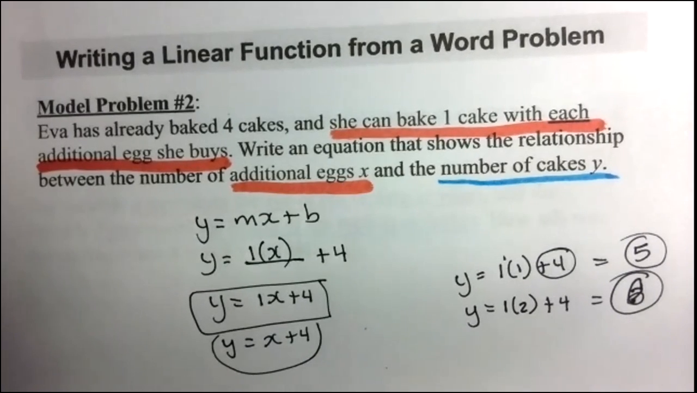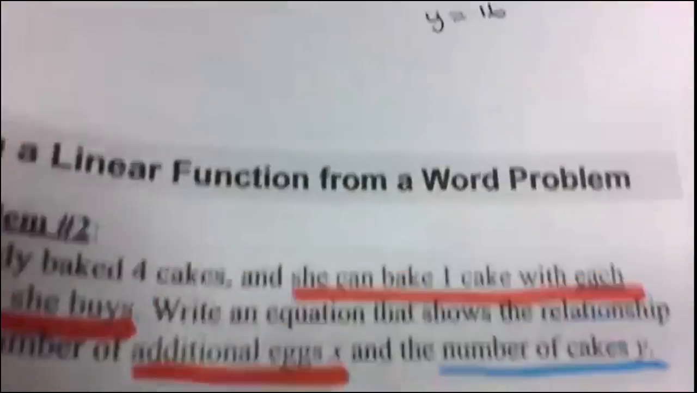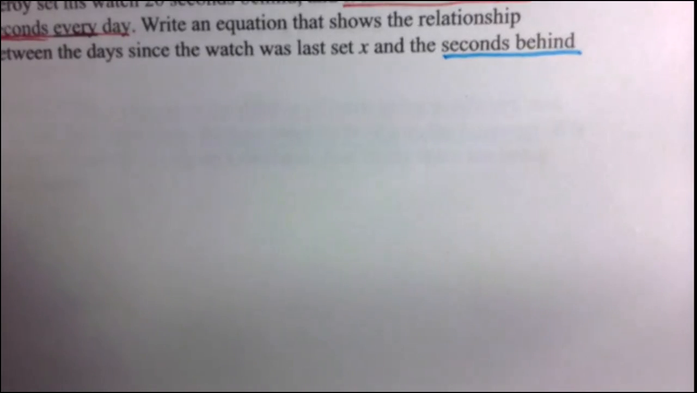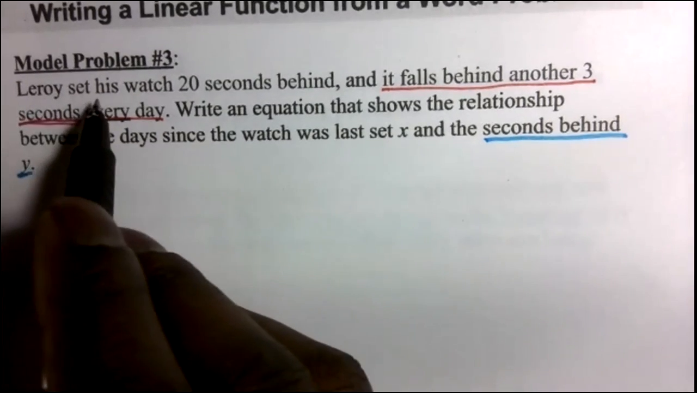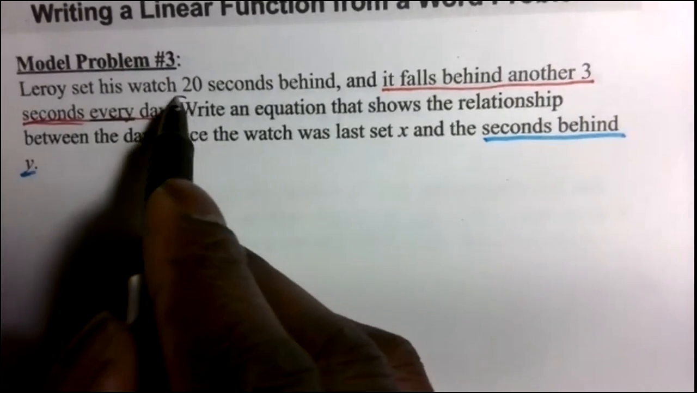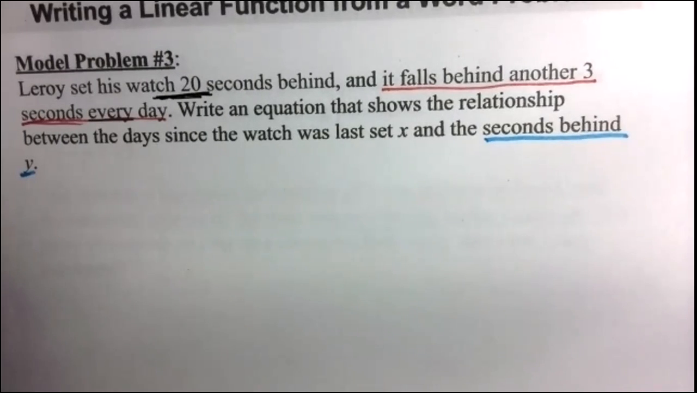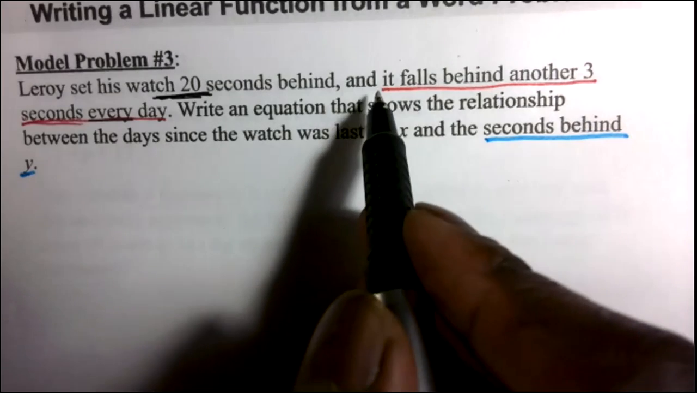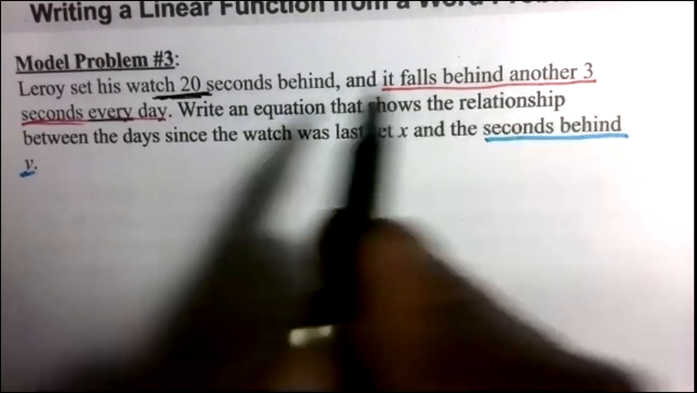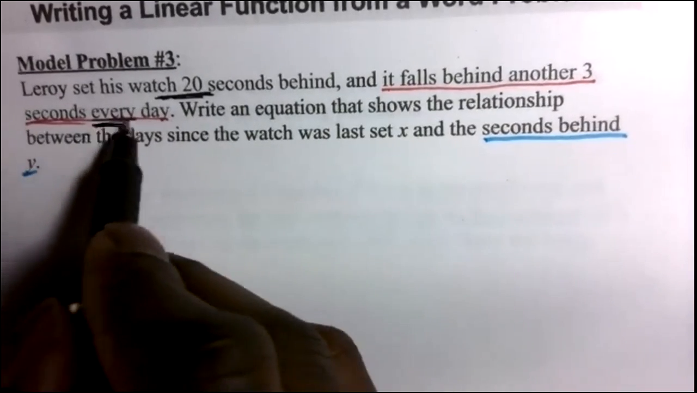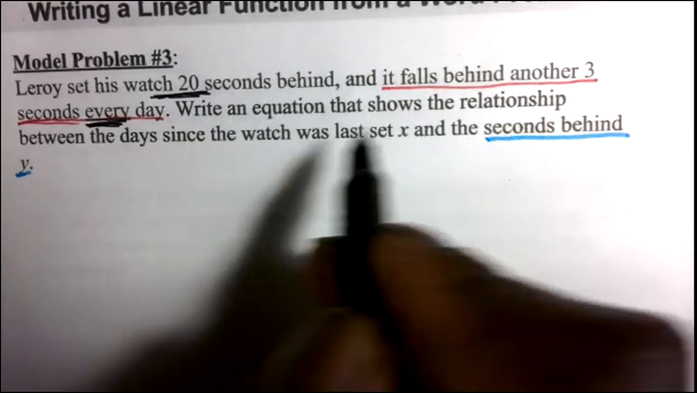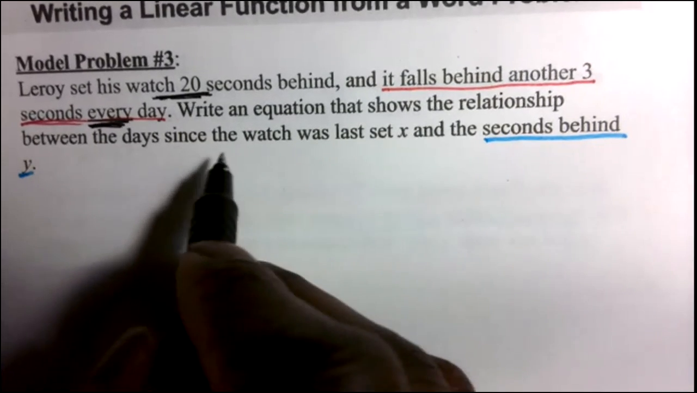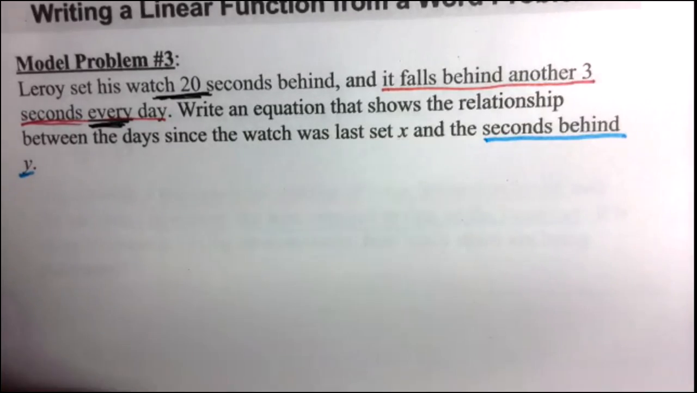All right. Good. So let's look at our last example, example 3 right here. On example 3, Leroy says his watch is 20 seconds behind. The 20 seconds is going to represent my starting point. Remember again, my starting point is my y-intercept. And it says it falls behind an additional 3 seconds for every. Here's that word again, that every. And that means that's going to represent my slope. Write an equation that shows the relationship between the days that the watch lasts, x, and y.